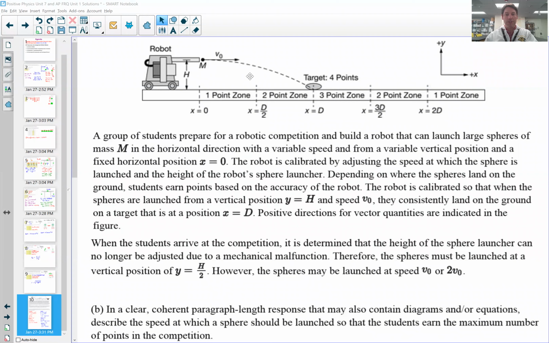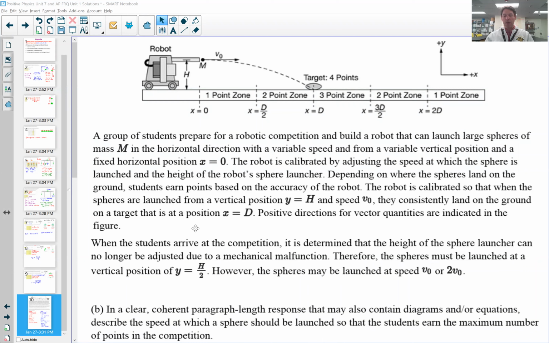We've got a robot that is shooting an object and landing on the target. It says a group of students prepare for a robotic competition and build a robot that can launch large spheres of mass capital M in the horizontal direction with a variable speed and from a variable vertical position and a fixed horizontal position x equals 0. The robot is calibrated by adjusting the speed at which the sphere is launched and the height of the robot's sphere launcher. Depending on where the spheres land on the ground, students earn points based on the accuracy of the robot. The robot is calibrated so that when the spheres are launched from a vertical position y equals h and speed v0, they consistently land on the ground on a target that is at a position x equals d.